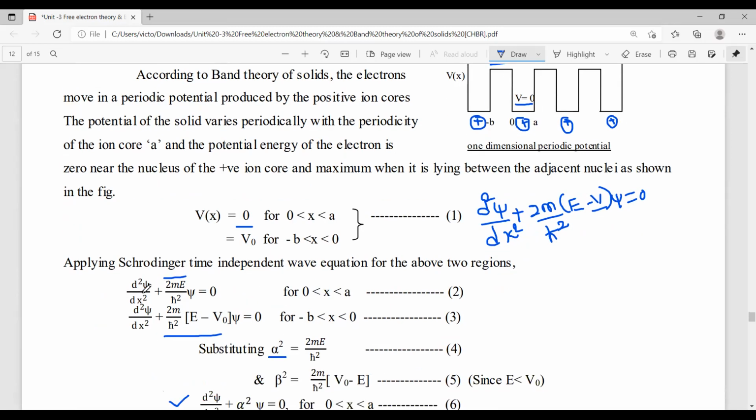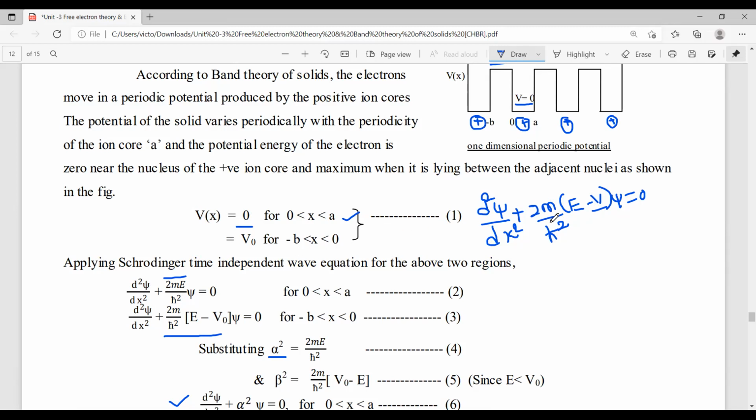Now, this is the Schrodinger's time independent wave equation. By applying these two conditions, first taking b as 0, the equation changes to d square xi divided by dx square plus 2mE divided by h cross square xi equal to 0. Here the b value is 0, so V is 0.